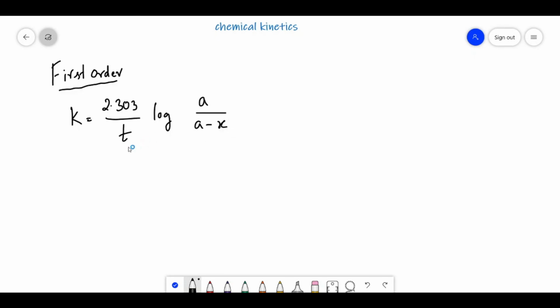That's all. And if you take half life for this, then half life t half is equal to, I am directly writing the equation, 0.693 by k. And the related graphs for first order, we have graphs for first order also. So we can take a graph for log a minus x and t.